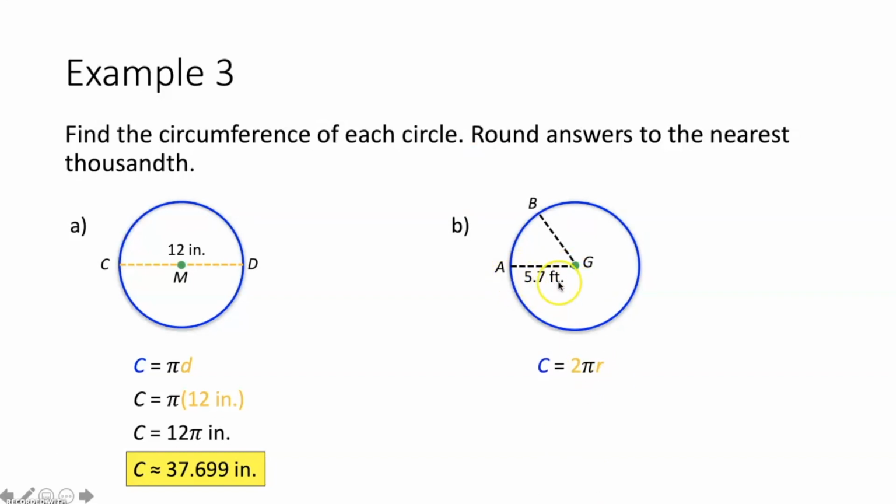Now what we're going to do is take the measure of our radius, 5.7 feet, and plug it in here. We can then multiply together the 2 and the 5.7, and we get that the exact circumference of this circle G right here is 11.4 pi feet. But again, this question wants us to round our answer to the nearest thousandth. So in our calculator, we're going to take 11.4, multiply it by pi, and round that to the nearest thousandth, and we get that our circumference of this circle G is approximately equal to 35.814 feet.